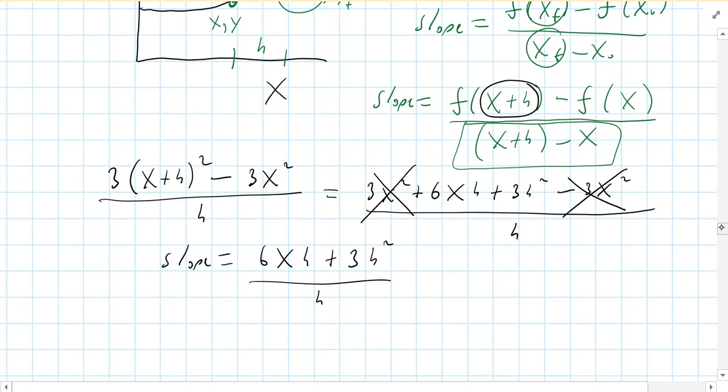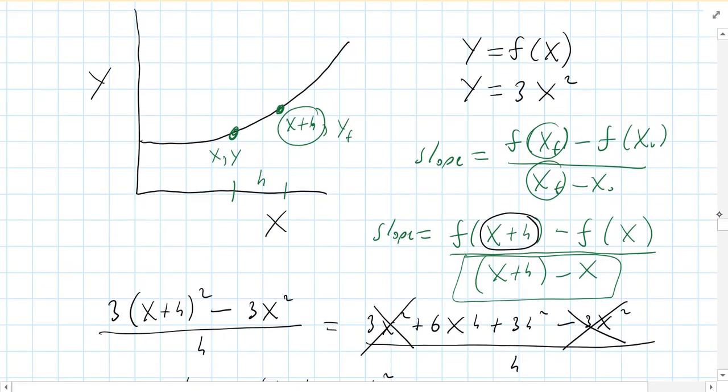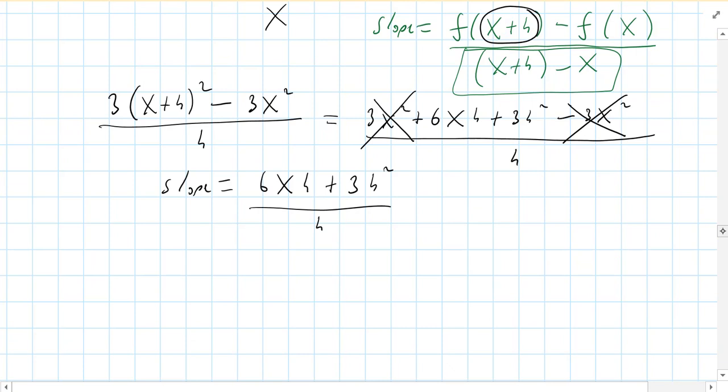Now, going up here to the graph, I want to know the slope at that point. So what do I want to do to h? Well, I want to make h as small as possible. I want to make h really, really tiny, okay? So what we're going to do is we're going to have h approach 0. It's not going to be 0, but it's going to be really, really close to 0, okay?